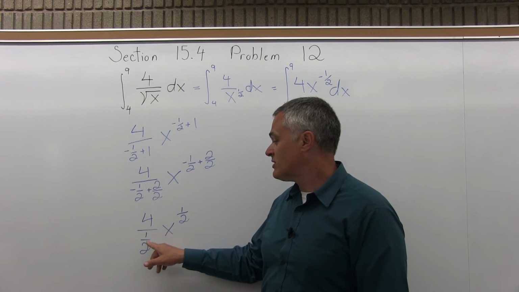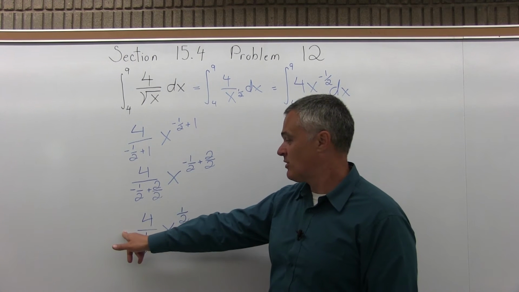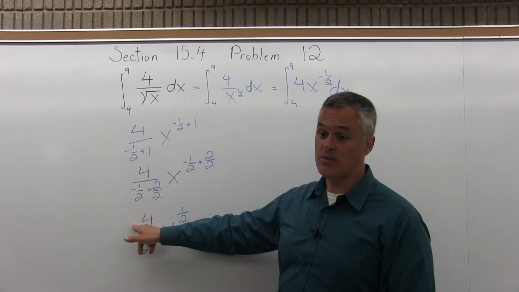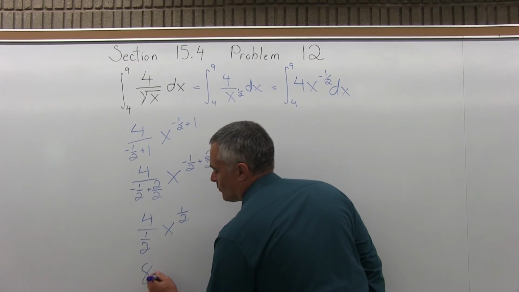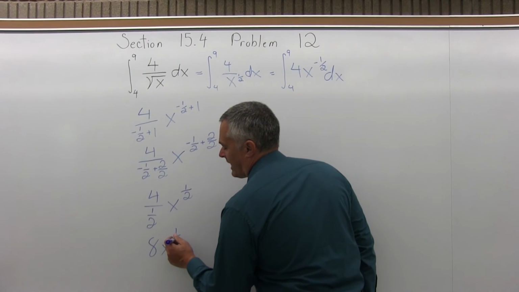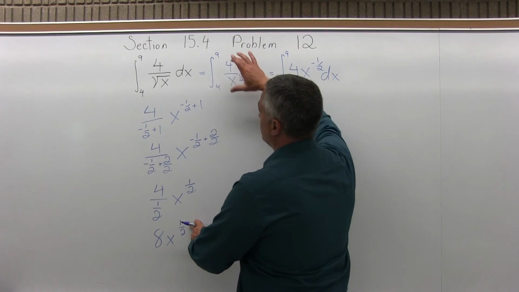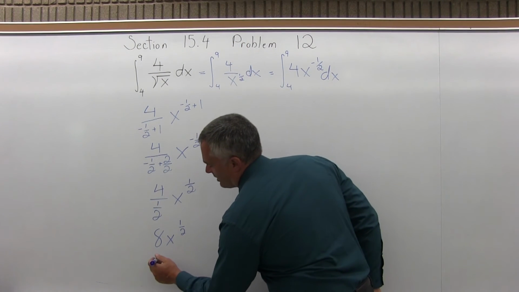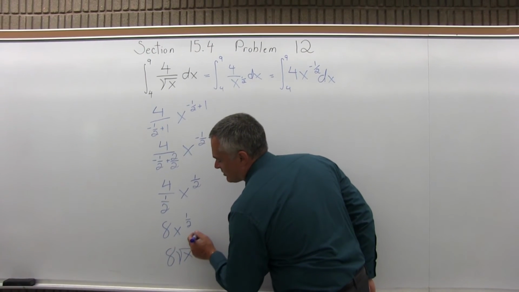When you have a fraction in the denominator, if you remember, what you have to do is invert it or flip it. It becomes 2 over 1 or just 2 times the top. So I have 2 times 4. I'm going to have 8x to the 1/2, which now that I'm going to actually start putting in my limits of integration, the 9 and the 4, let me write that instead of x to the 1/2. Let me write 8 square root of x. It's really 8 times square root of x.